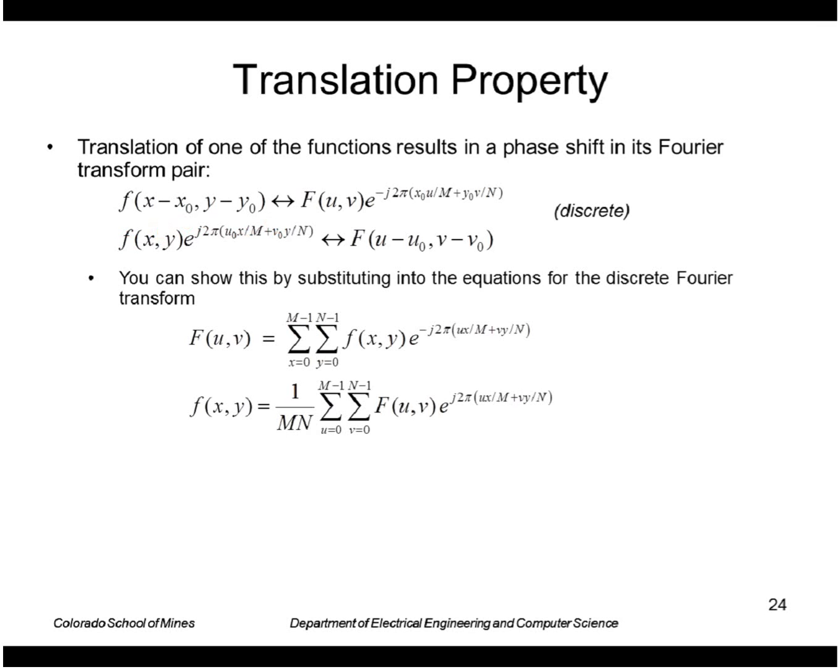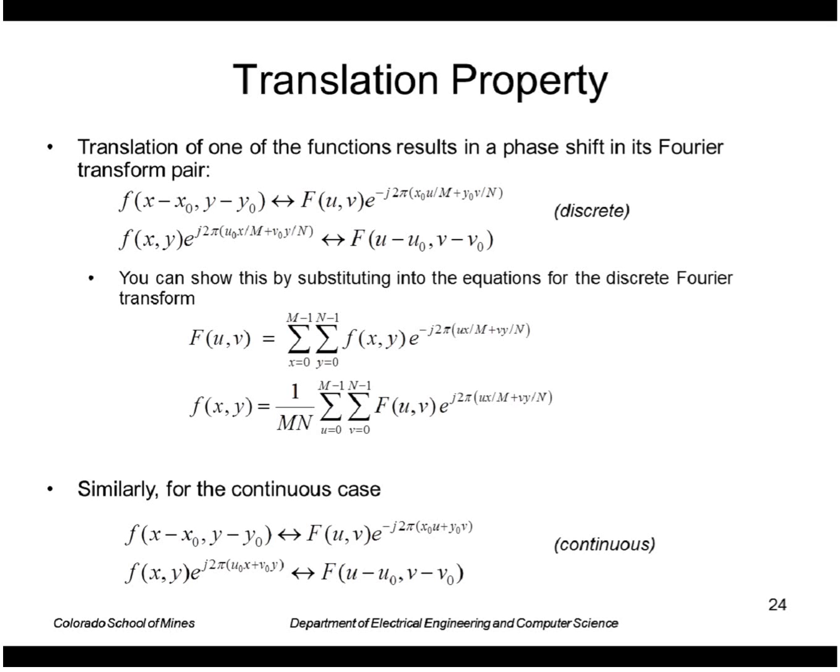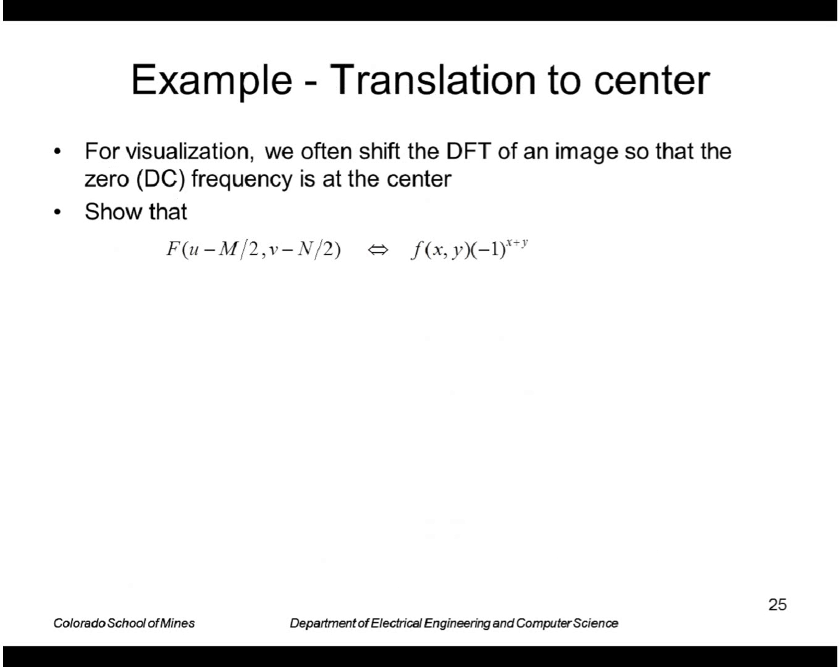And you can show that by substituting these into the equations for the discrete Fourier transform. Similarly for the continuous case. So for example, what we showed a little bit ago was shifting the Fourier transform of the image so that the zero frequency is at the center. So what we did was shift by a factor of m over 2 in the u dimension and n over 2 in the other dimension.